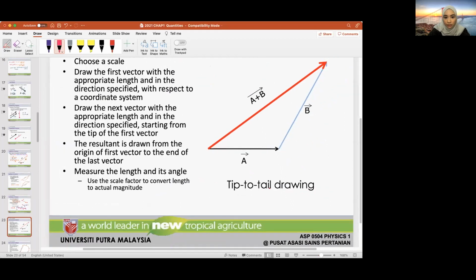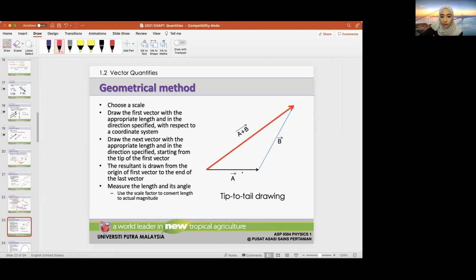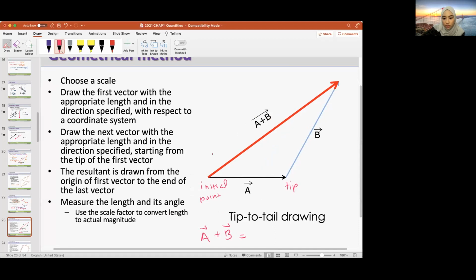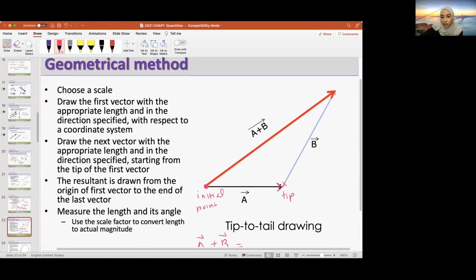Let's use a different example that is a bit more organized. For example, we have A vector and B vector. I want to find what A vector plus B vector is. It doesn't matter if I start with B or with A, the answer will still be the same. But in this case, we start with A. This is my initial point, where I started this whole thing. I start from here and end my A vector over here. This is the tip of my A. I connect it with the tail of B vector. This is my B vector. This is where I end.